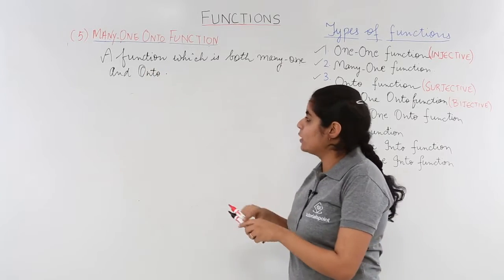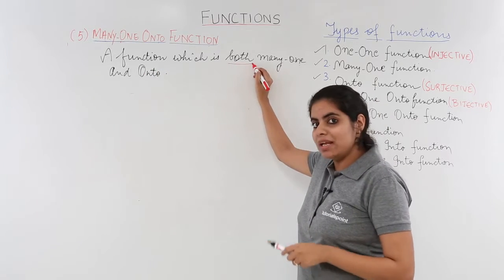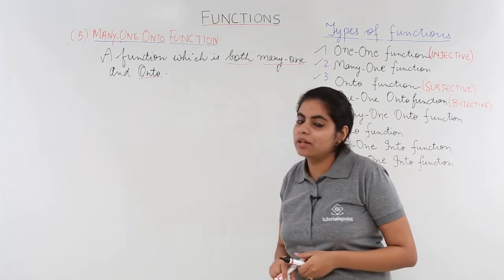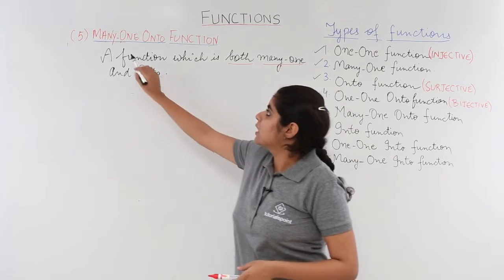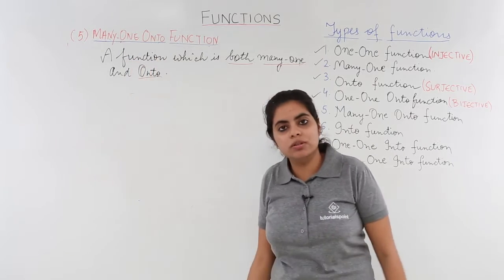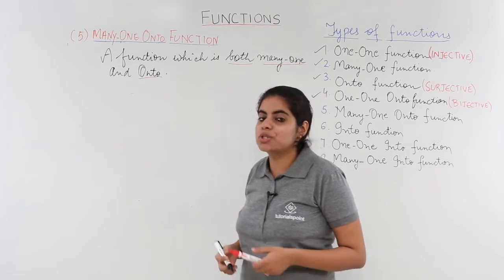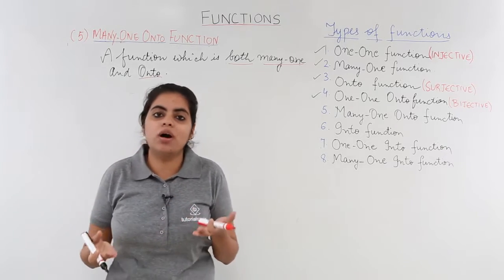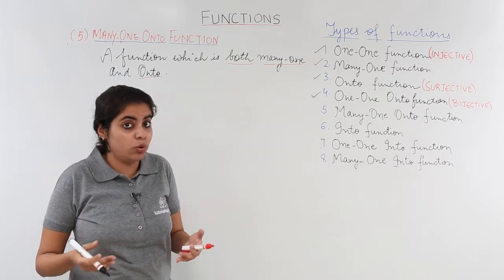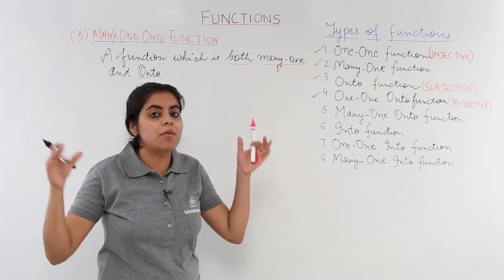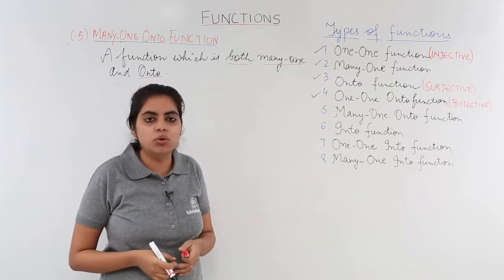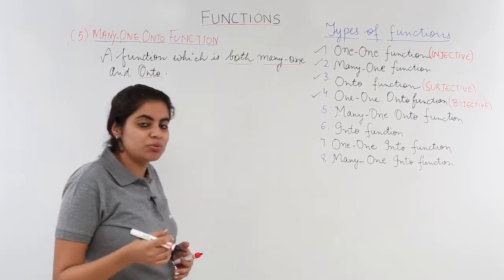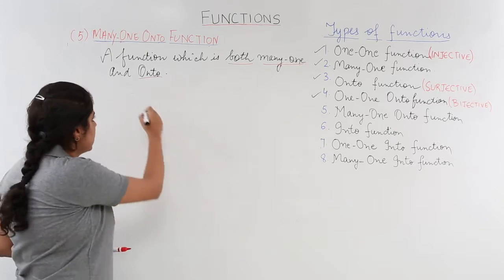A function which is both many one and onto. As the name suggests, it should be many one and onto both. That type of function is called many one onto function. We already know what is many one, and we already know what is onto function. Combining those, we have many one onto function. Let's see one example for the same, the arrow diagram, which will help me understand properly.